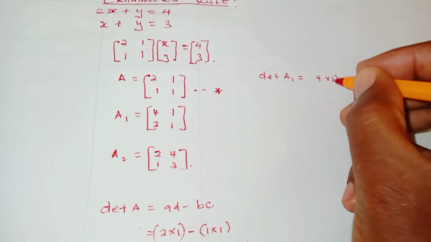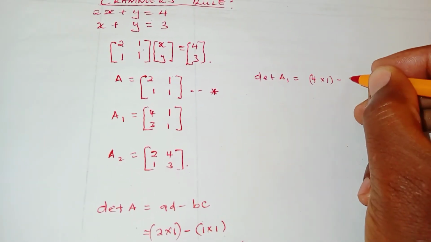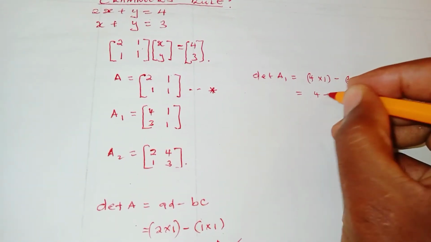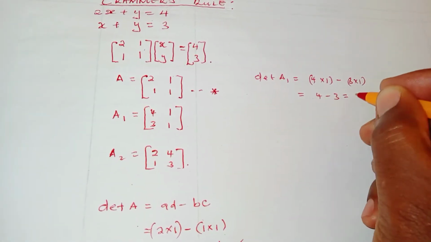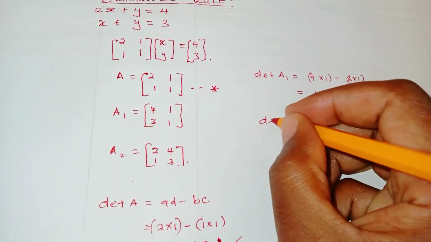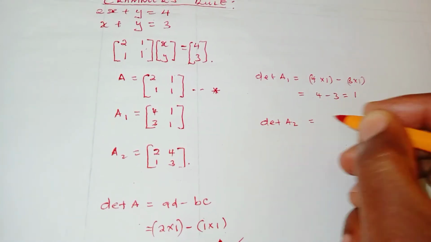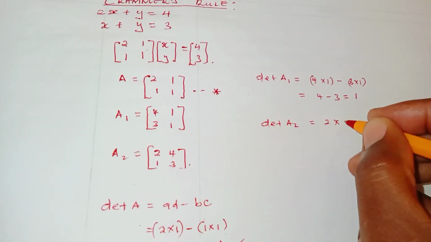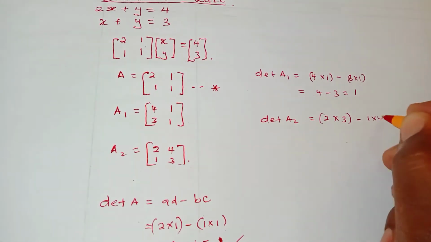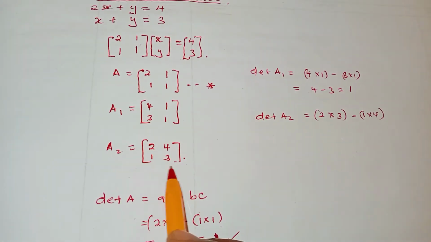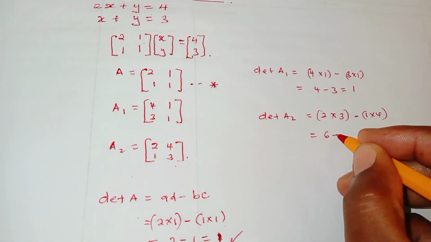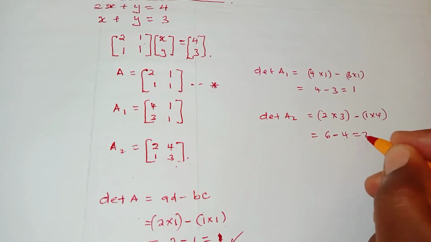Then we find the determinant of A sub 1, which is 4 times 1 minus 3 times 1. That is 4 minus 3, and you're going to get a 1. Then we find the determinant of A sub 2, which is 2 times 3 minus 1 times 4. This gives me 6 minus 4, which is a 2.